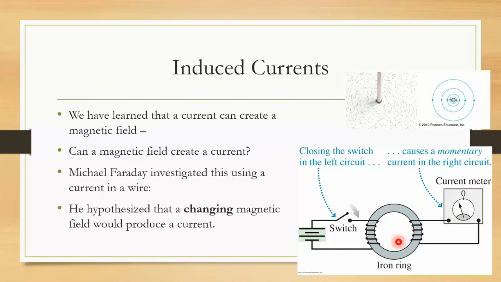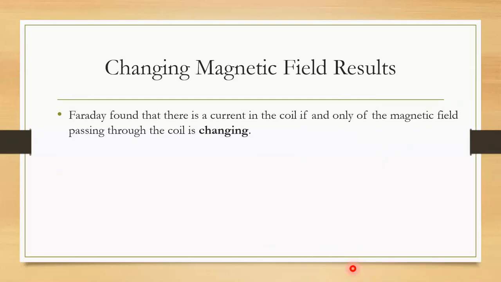What he found was it would create a current in this circuit for just a very tiny moment, right when he turned off or turned on this first circuit. So his hypothesis was that a changing magnetic field would create a current. It wasn't a continuous current, it was just momentary while there was a magnetic field being created or a magnetic field being stopped. So Faraday found that there is a current in the coil if and only if the magnetic field passing through the coil is changing.